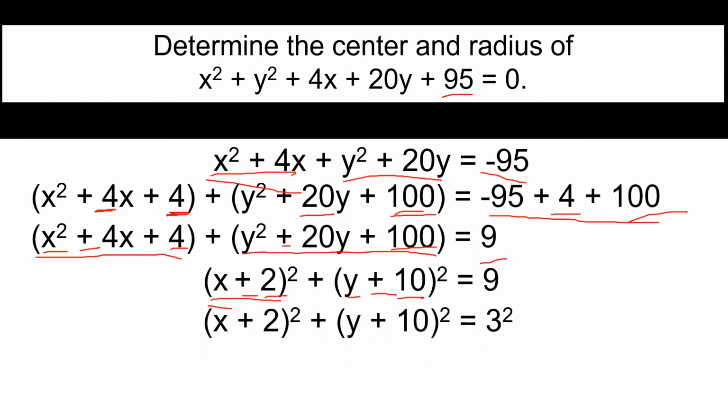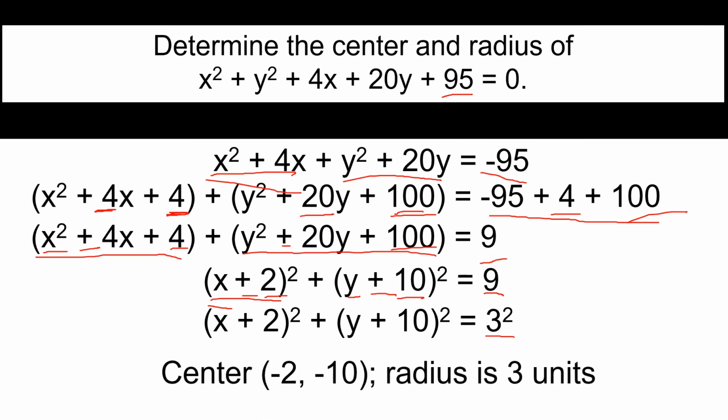After that one, yung 9 or yung constant na nasa right side ng equation must be expressed as a square of a single number. So, 9 is just equal to 3 squared. And it follows na yung center ng circle natin ay negative 2. So, mapapansin nyo, opposite yung sign niya. And, yung sa y naman, naging negative 10. So, again, yung center natin is negative 2, negative 10. At yung radius naman natin is 3 units.